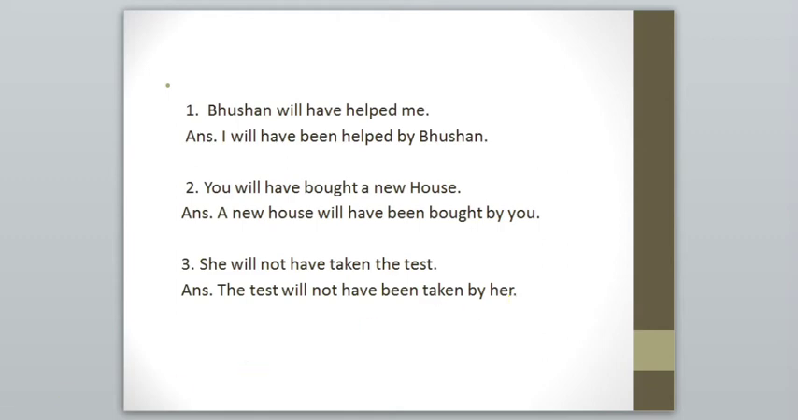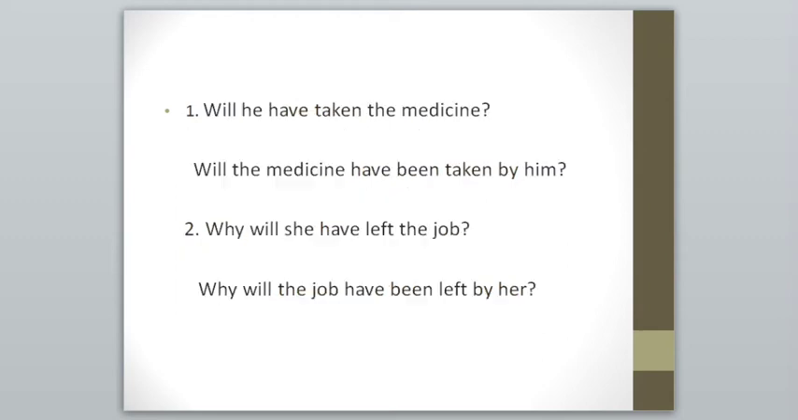Next is there, that is our interrogative sentence. Okay, here I didn't write the structures, directly examples are taken, because I know that you people are able to write down the answers now. Okay, first sentence is there, will he have taken the medicine? Will he have taken the medicine?